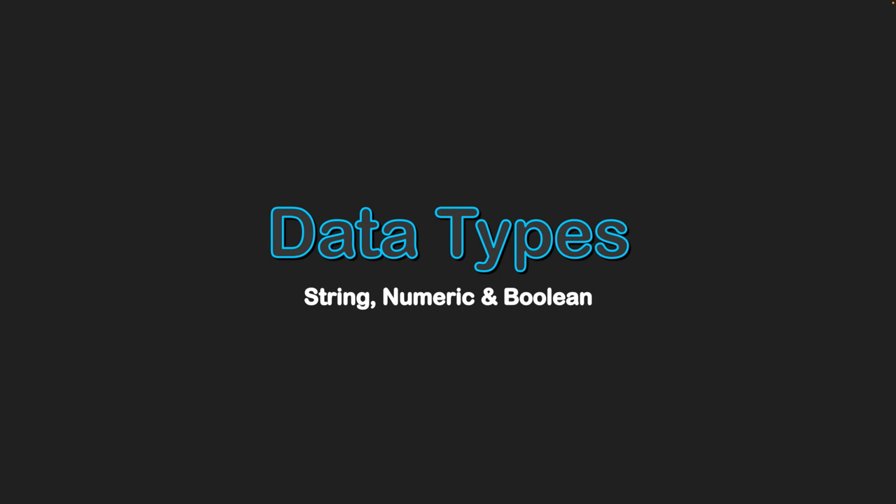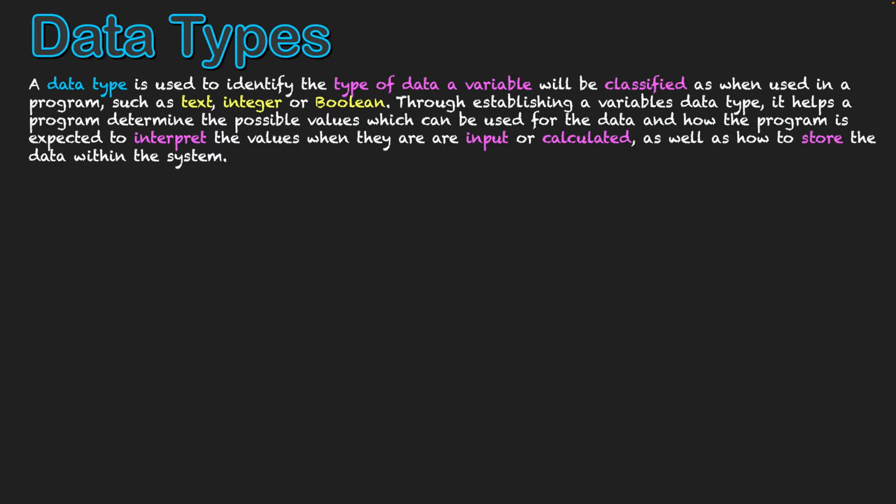Data types: string, numeric, and Boolean. A data type is used to identify the type of data a variable will be classified as when used in a program, such as text, integer, or Boolean. Through establishing a variable's data type, it helps the program determine the possible values which can be used for the data and how the program is expected to interpret the values when they are either input or being calculated by the system, as well as let the system know how to store the data in memory so it knows how to use it appropriately through the different functions.